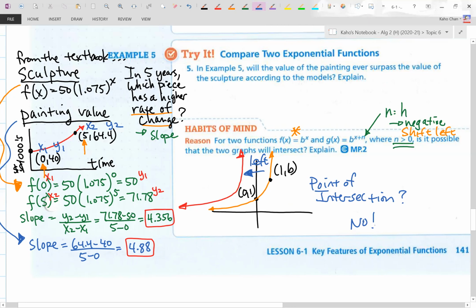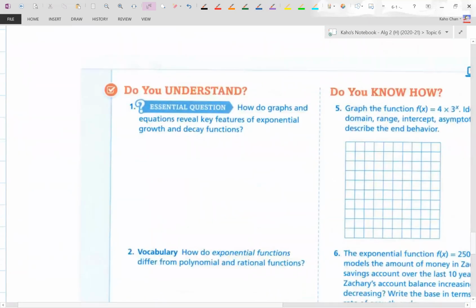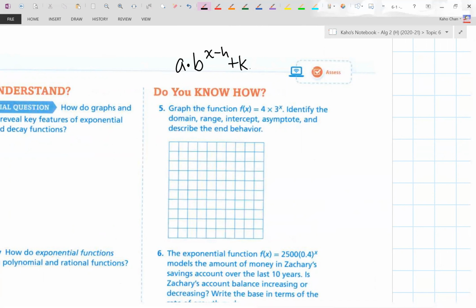All right, let's jump to the last page. Just a reminder, a times b to the x minus h plus k. Number 5, graph the function f of x equals 4 times 3 to the x. Identify the domain, range, intercept, asymptote, and describe the end behavior. Okay, a whole slew of stuff there.